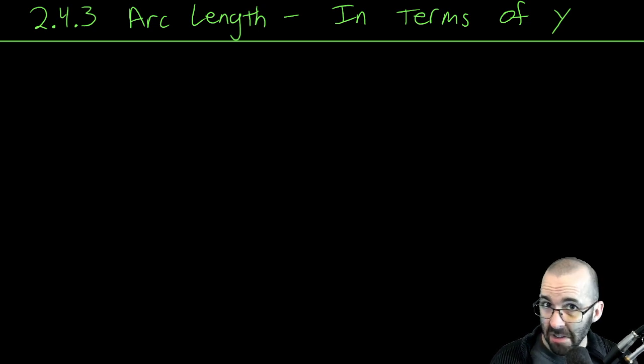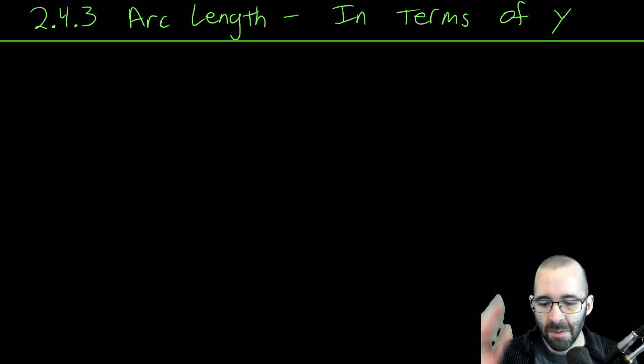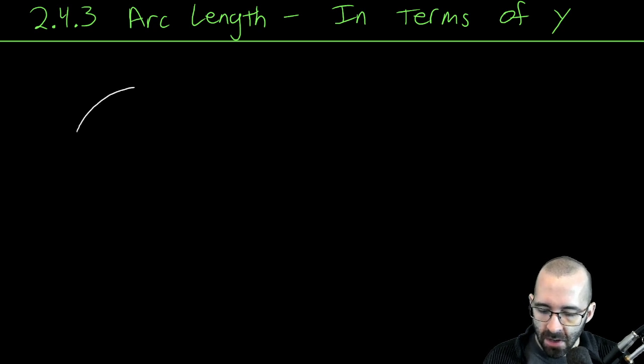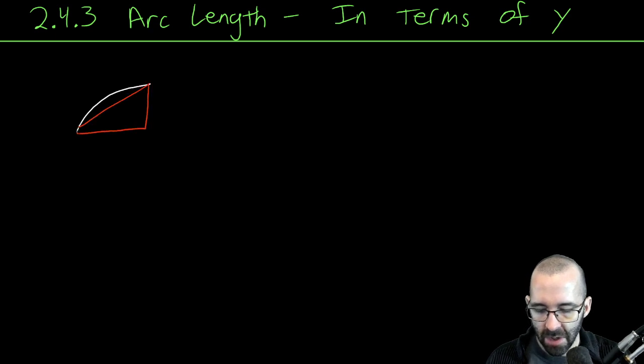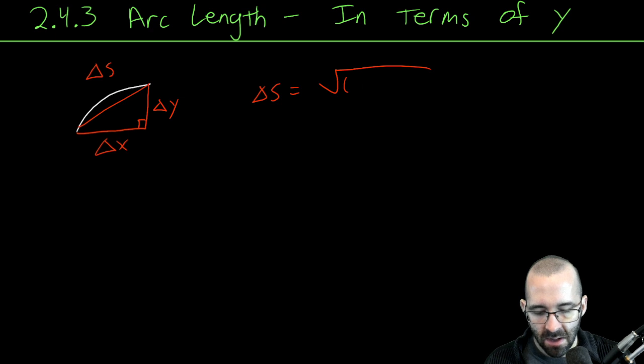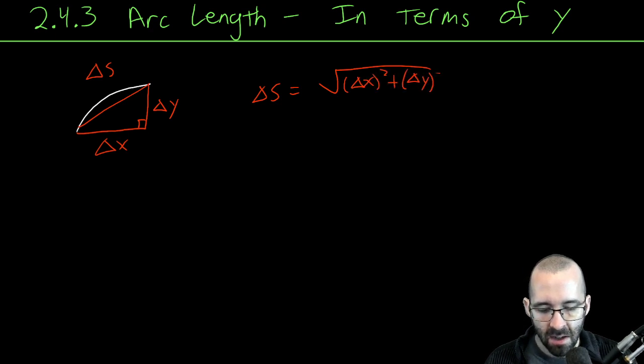This is a bit of a silly video because there's really nothing much new. Remember our old situation where we were approximating this by a line. We split it up into a triangle. We said this is delta x, delta y, delta s. And we had that delta s was the square root of delta x squared plus delta y squared.